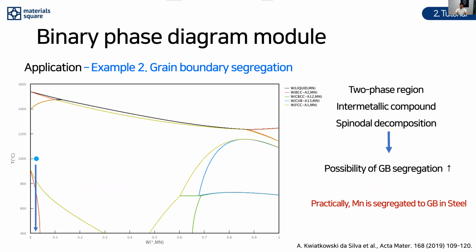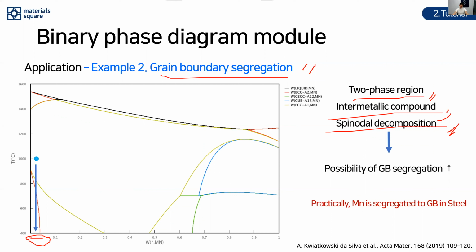Occasionally, the binary phase diagram can be utilized to estimate the segregation tendency of alloying elements. In the binary phase diagram, if there are two-phase region, intermetallic compound, and spinodal decomposition, alloying elements may not mix well in solid phase of major elements. For example, in the iron manganese binary phase diagram, the range of manganese that can be mixed in iron-rich BCC solid solution phase is narrow.